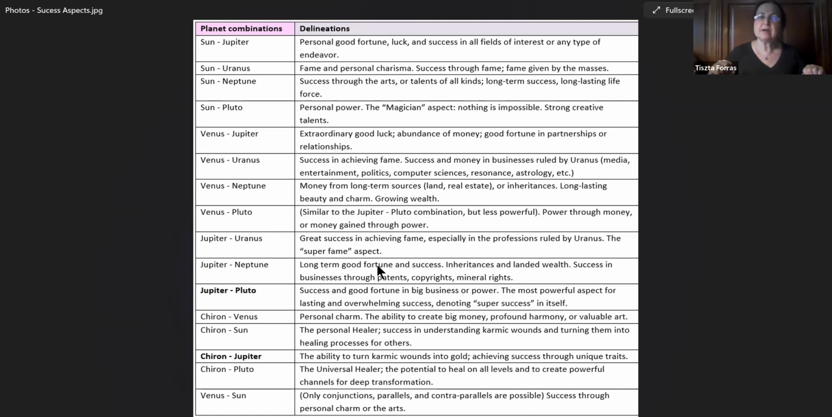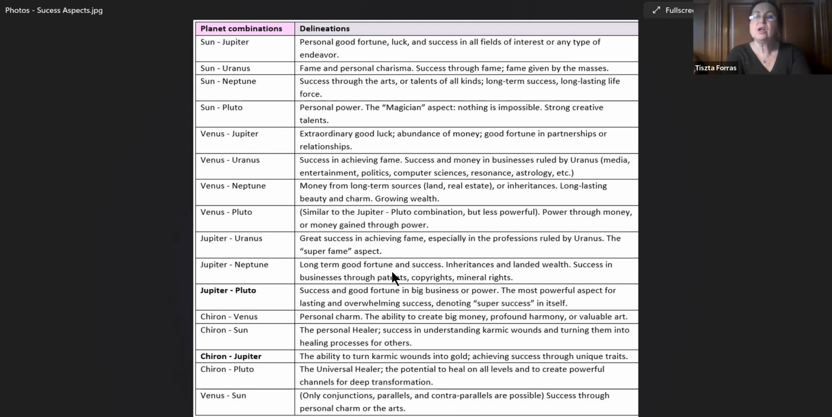And of course, it brings you success through achieving either fame or in those professions ruled by Uranus. But it's also a risk-taking aspect. It simply gives you the leap of faith in new stuff or in renewing stuff or crazy ideas. So that is why it is a success aspect. It's also called the super fame aspect. So if you have this, you can be super famous, and that invariably brings you success as well.